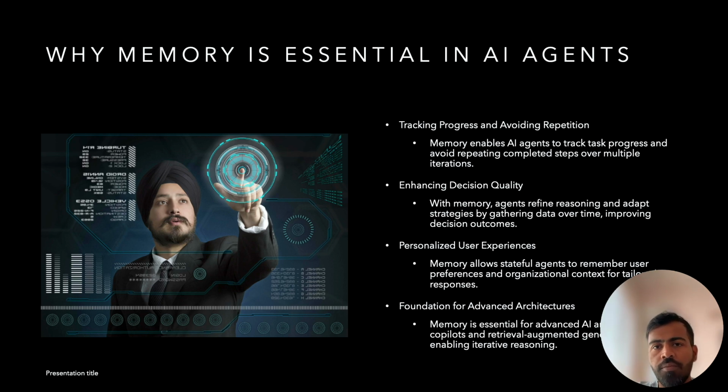So memory allows an agent to track progress, avoid repeating actions, and make better decisions over time. Without memory, an agent behaves like a stateless function.